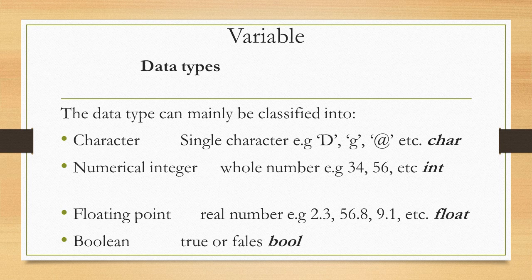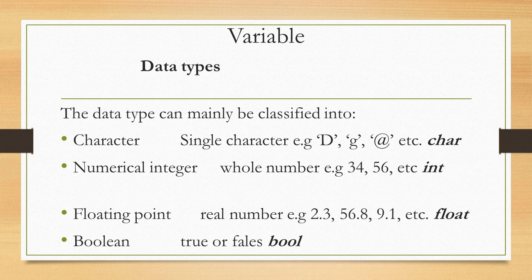And the next one is floating point. Floating point is normally used for real numbers, numbers with decimal places. Something like 2.3, 56.8, 9.1. Like CGPA, for example. What is your CGPA? Maybe you are 4.5, maybe you are 3.5, things like that. So such variables are declared to be float, and how it's represented is just the type float.